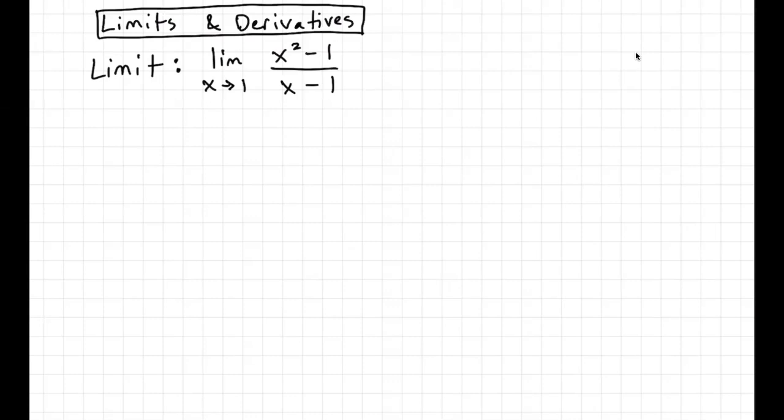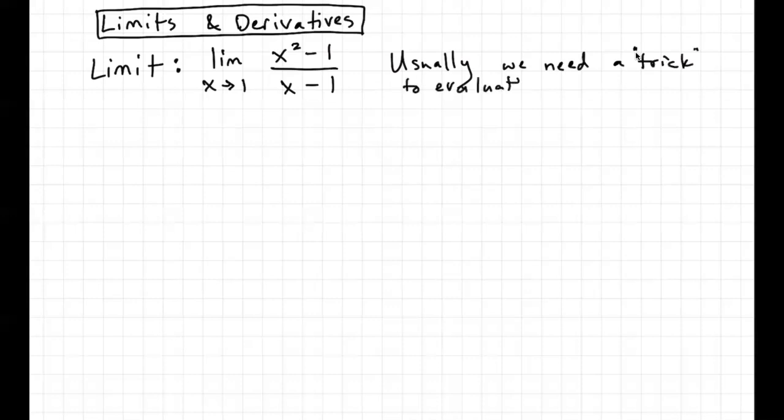And there are many different ways for evaluating limits. There's a lot of tricks. And usually we need some trick to evaluate a limit. And some of the tricks are easier than others. In this case, you might be able to see the trick.